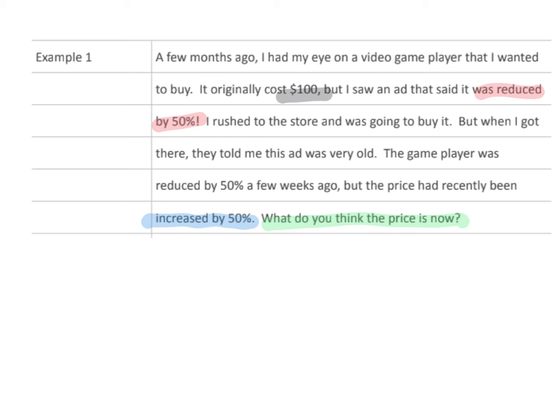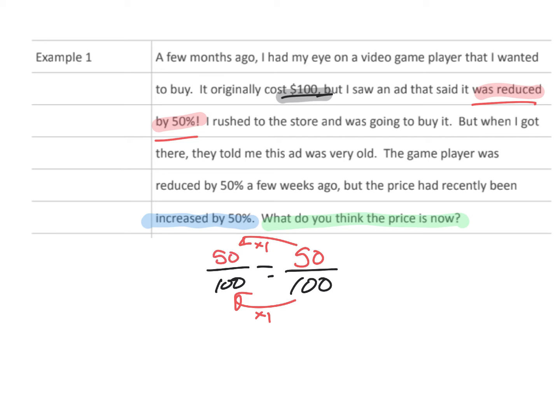So let's go ahead and start with our percent proportion. We know that it originally cost $100, which is going to be kind of nice. Then it said it was reduced by 50%. So we know we're going to reduce it by 50. So this is easy. We're just multiplying it by 1. So it was reduced: $100 minus the $50, it was going to be $50. But now they said it was reduced by 50, but since then they had been increasing it by 50. So now our price is $50.